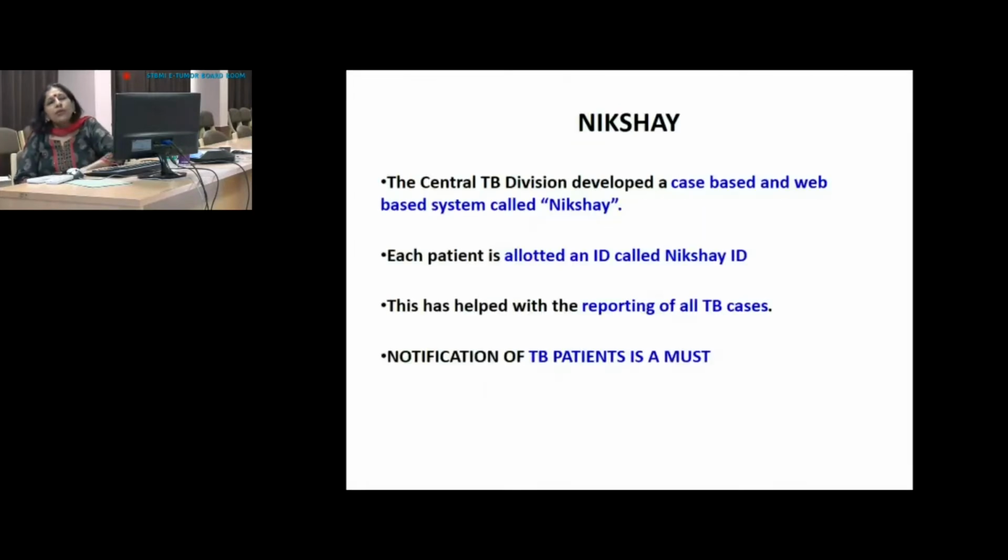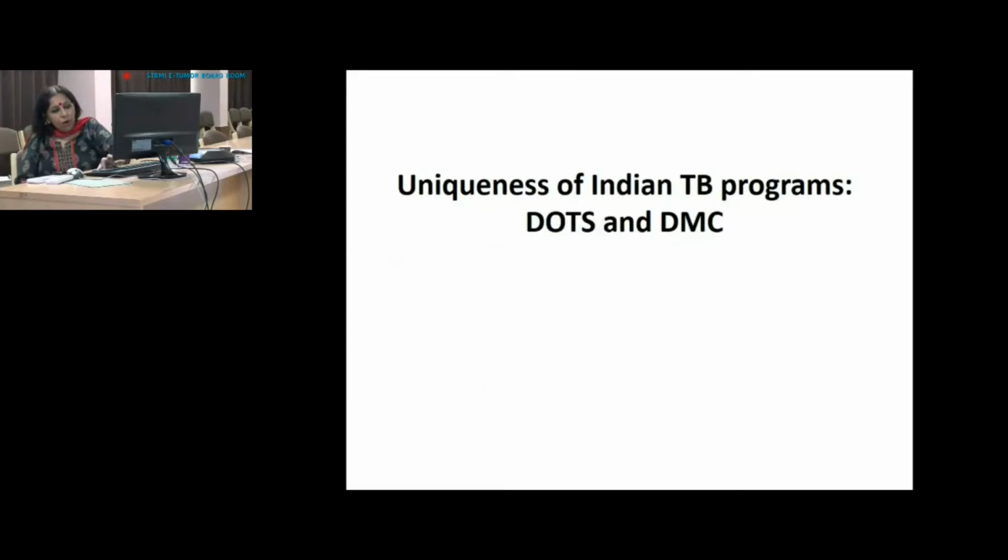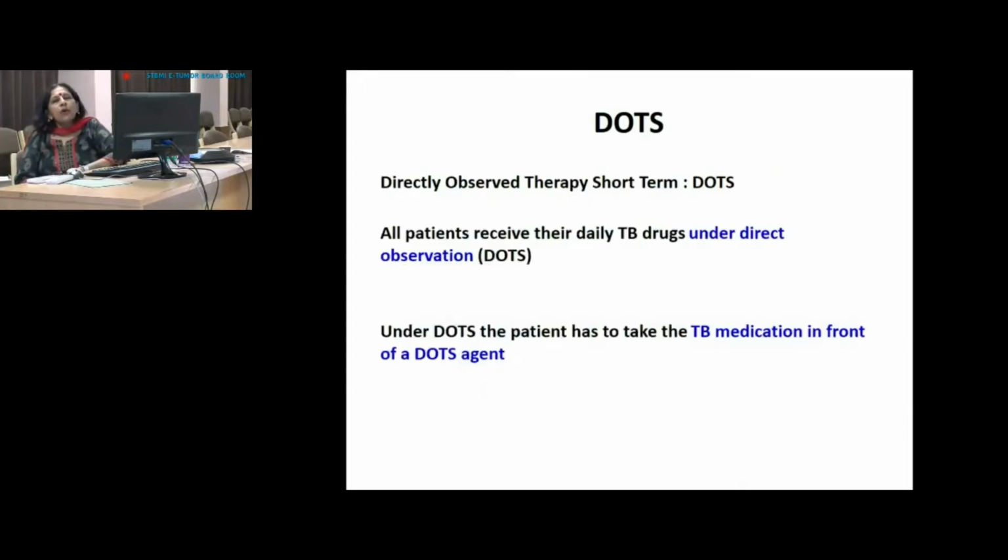Okay, so what are the uniqueness of the Indian TB programs? There is DOTS and there is DMC. DOTS is that the treatment is given in front of someone under direct observation. Why so? Because the treatment is up to 6 months, and for MDR, the treatment is up to 11 months, and the patient gets better very quickly. Within the first 2 to 3 months of treatment, the patient gets better. So the tendency was to stop treatment or to just waste the medicines which they are given.